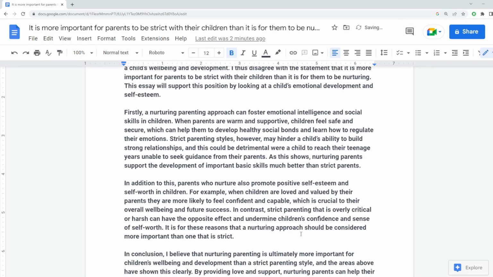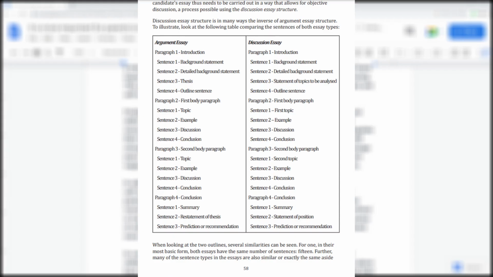Okay, I hope that you found that quick lesson a nice review of the argument essay style. Don't forget that you should be practicing both essay styles to ensure that you are comfortable with either should you be presented a question of that type in your exam.